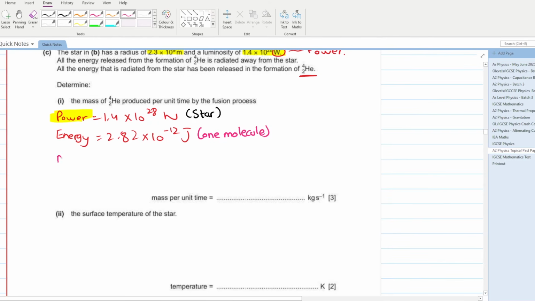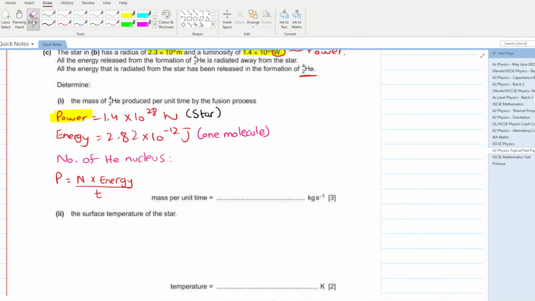Can you calculate the number of helium nuclei? Yes, very easy. What will I do? Power is equal to N, that is the number of helium nuclei, multiplied by energy of one helium nucleus to get the total energy, divided by time.